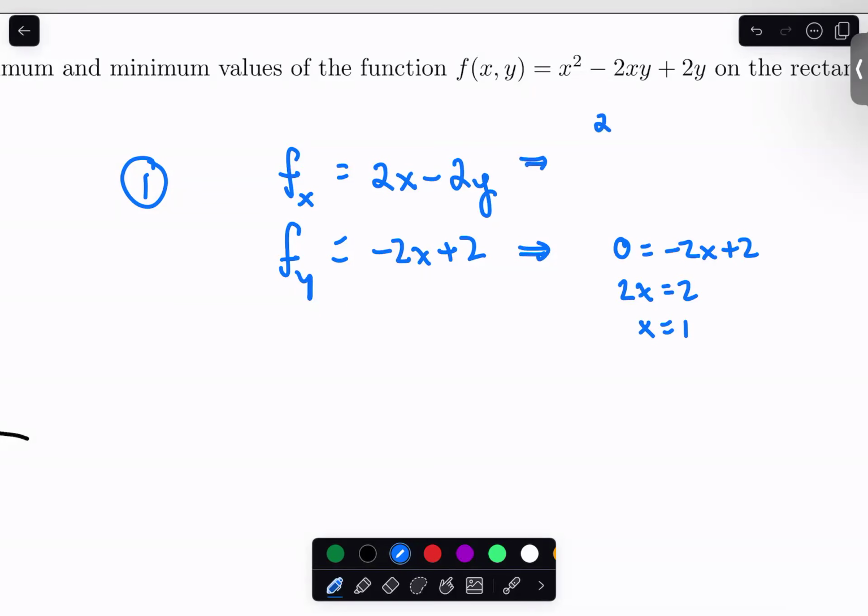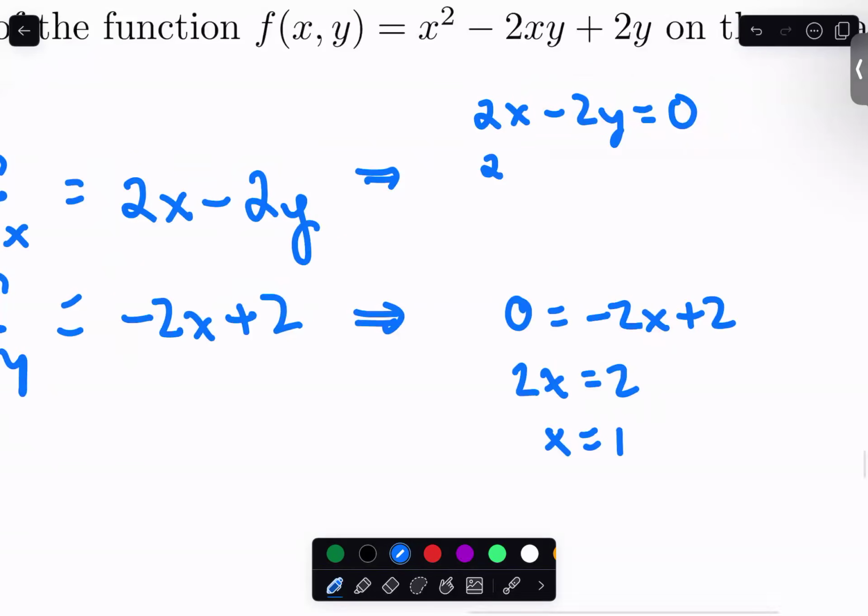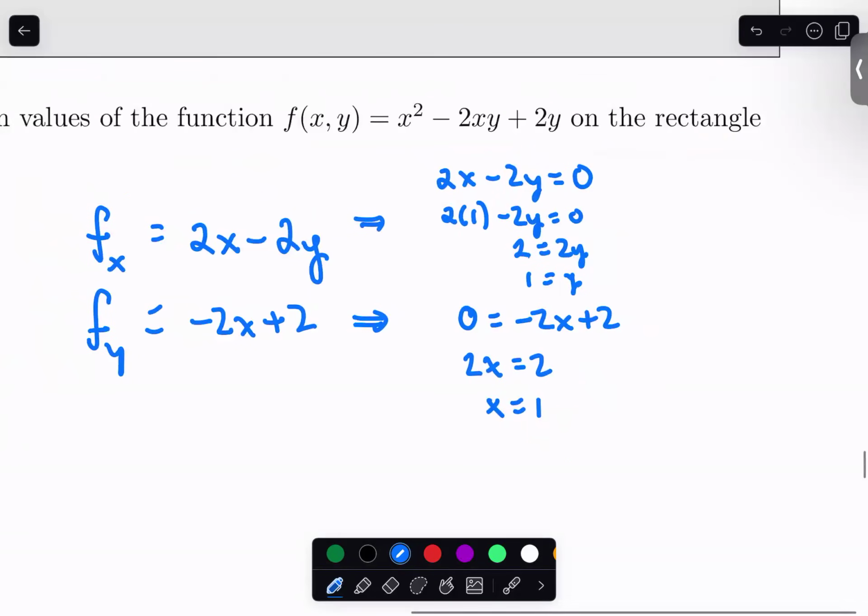So this is going to say my 2x minus 2y needs to be equal to 0. Again, I want both my x partial derivative and my y partial derivative equal to 0, and the only way I get my y partial derivative equal to 0 is if x is equal to 1. And so therefore, I can go ahead and plug this in, and I'm going to get y has to be equal to 1. And so this tells me that (1, 1) is my critical point.